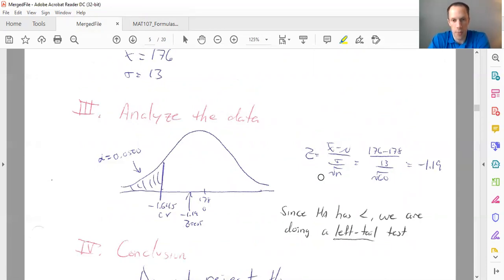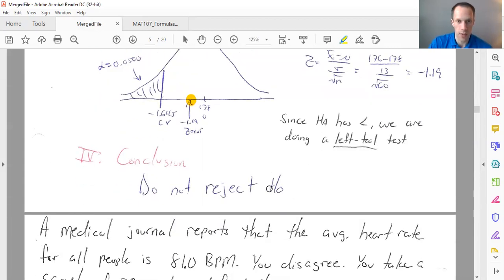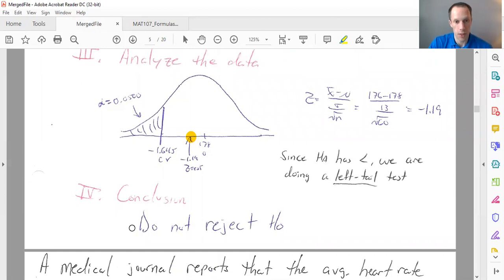Now let me convert the sample average into a z-score. So the sample mean is 176 minus the population mean, which we're assuming is 178, divided by the standard deviation, 13, over the square root of the sample size, which is 60. You can work out the calculation. You should get negative 1.19, which is not in the shaded region. In other words, our sample average is close to the 178 that we assumed was in the center of the distribution. Therefore, we have no reason to believe that the 178 was a bad assumption. So my conclusion here is do not reject the null hypothesis.